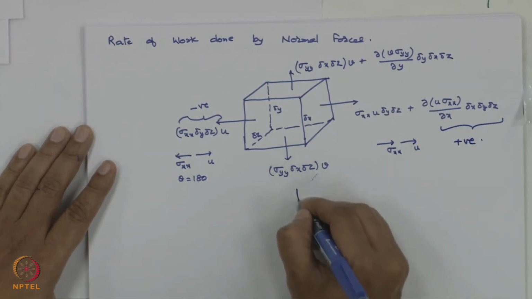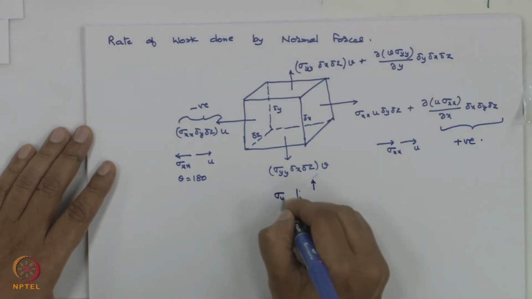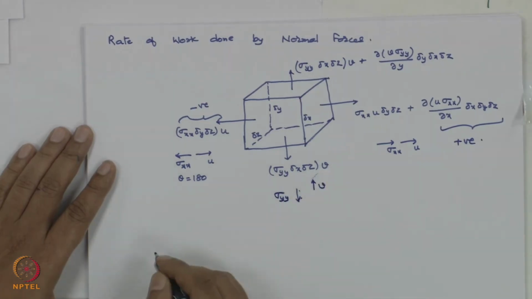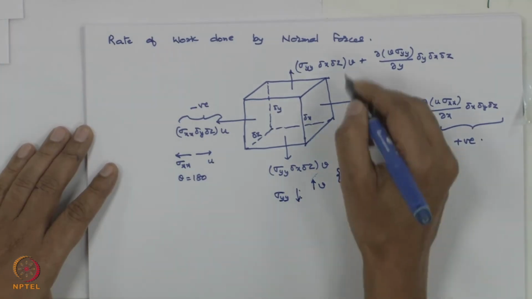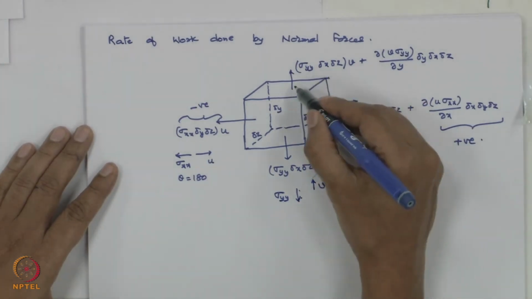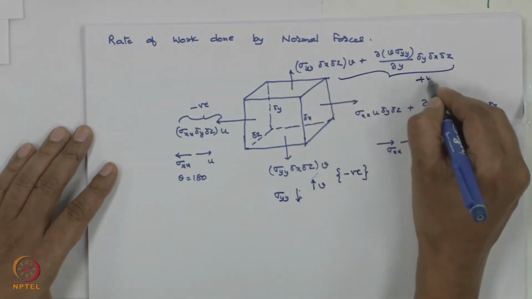Here sigma yy is actually outward, but the v is in this direction. This is sigma yy, v is in this direction. So you have theta 180. So this term would be negative. Here sigma yy and v are in the same direction. So this term would be positive.